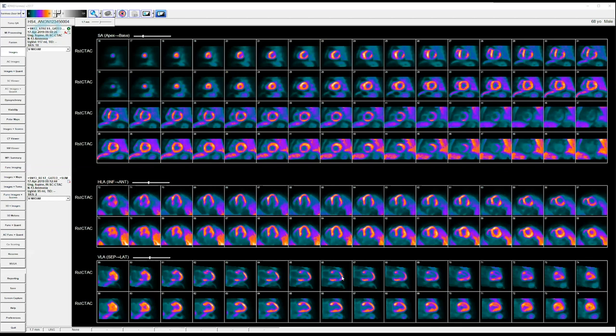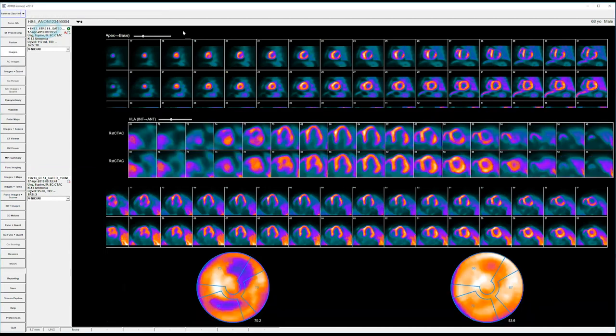So one thing to always consider when you have this is, is there something that would explain why the perfusion is maintained distally and not proximally? And also the other thing, as you mentioned, that would suggest multivessel involvement is the dilatation of the cavity and the RV. I'm going to go to the gated images here.